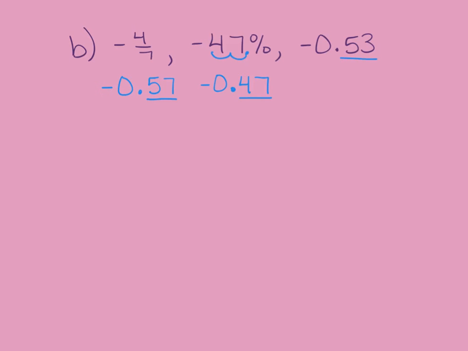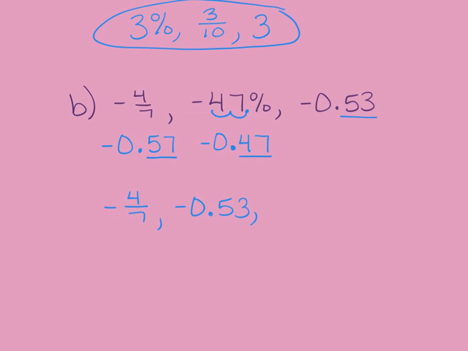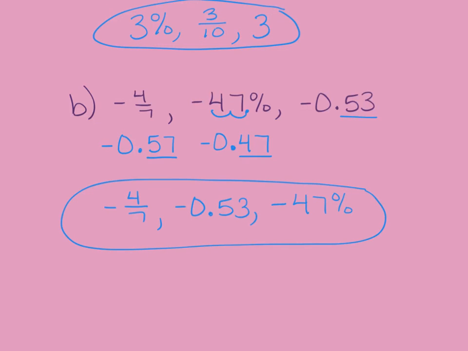So negative 0.57, which was negative 4/7, is the smallest number. Then negative 0.53, and that's how it started originally, would be the middle number. And then negative 0.47 was the largest of these, and as its original number, it was negative 47%. So these numbers are now in order from least to greatest.